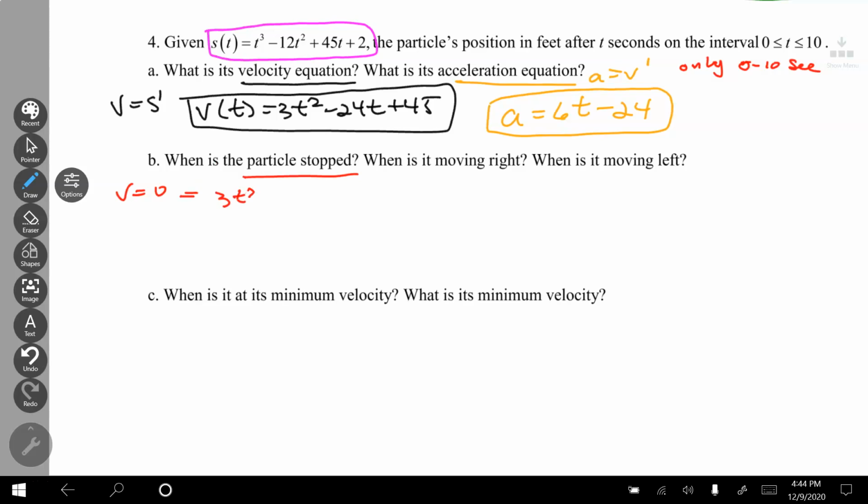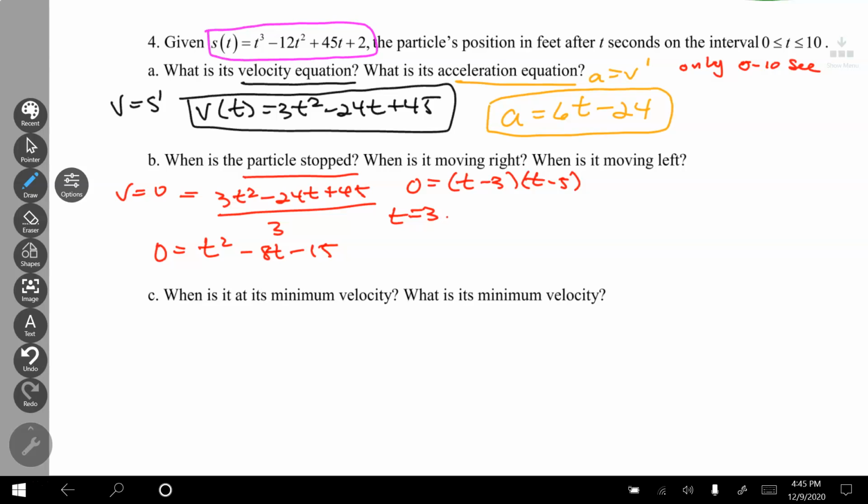So I do 3t squared minus 24t plus 45. I'm going to have to factor this. I can see you can divide everything by 3. So 0 equals t squared minus 8t plus 15. And if I factor it, I get t minus 3, t minus 5. So I get t is equal to 3 seconds, and t equals 5 seconds. This is when it stopped. Was it moving left and right?